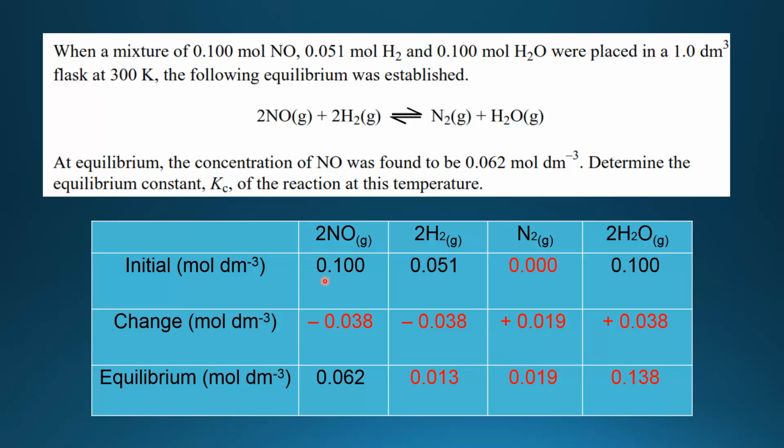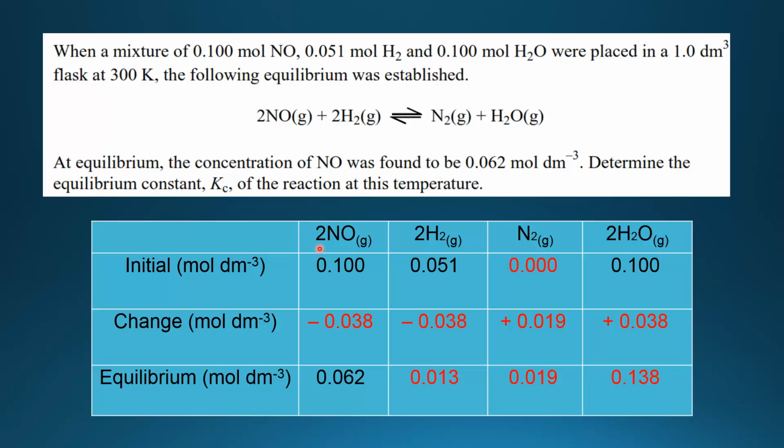From the question, we start with 0.100 moles of nitrogen monoxide, 0.051 moles of hydrogen gas, and 0.100 moles of water vapor. And at equilibrium, we have 0.062 moles per decimeter of nitrogen monoxide, so that's in here. If you're not given a value for the initial number of moles of any reactant or product, you can assume that it's 0, so that's why we have 0 for the nitrogen.